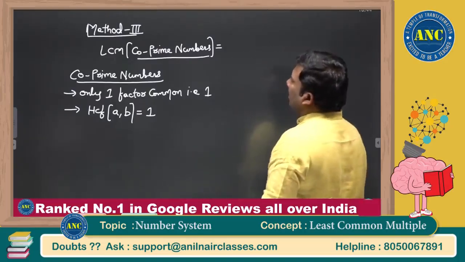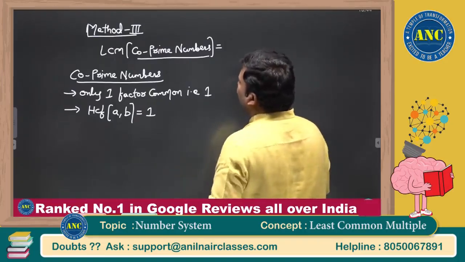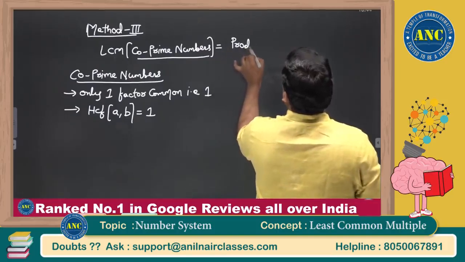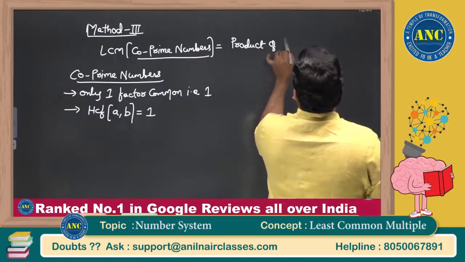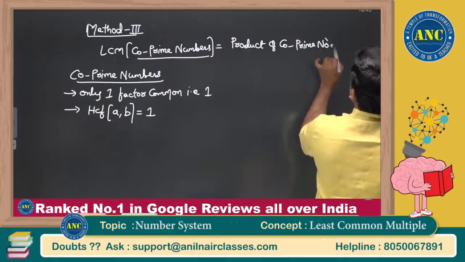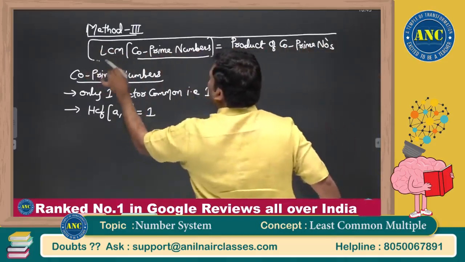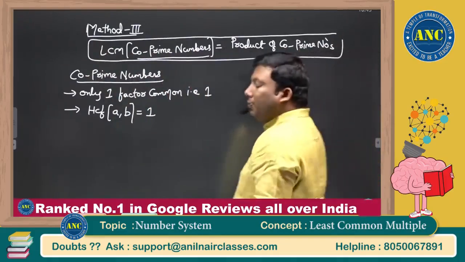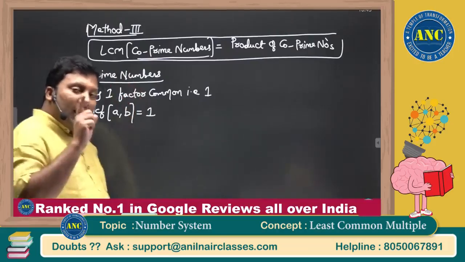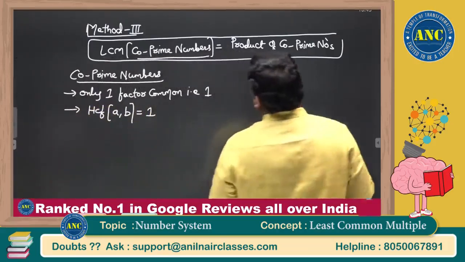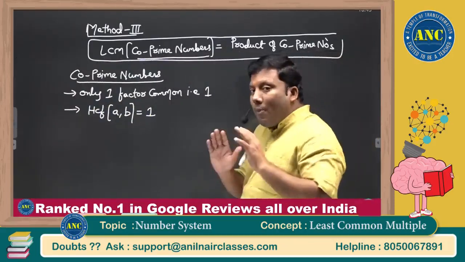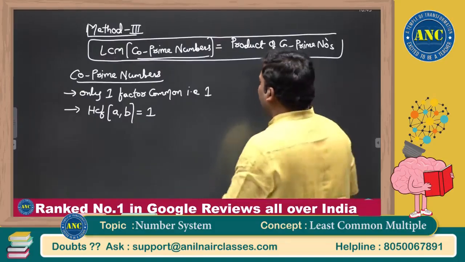So if I take LCM of co-prime numbers, there are no factors common other than 1. LCM of co-prime numbers is always the product of co-prime numbers. If you get the input as co-prime numbers, output will be the product if we are doing LCM. Co-prime and prime has no relationship with each other.